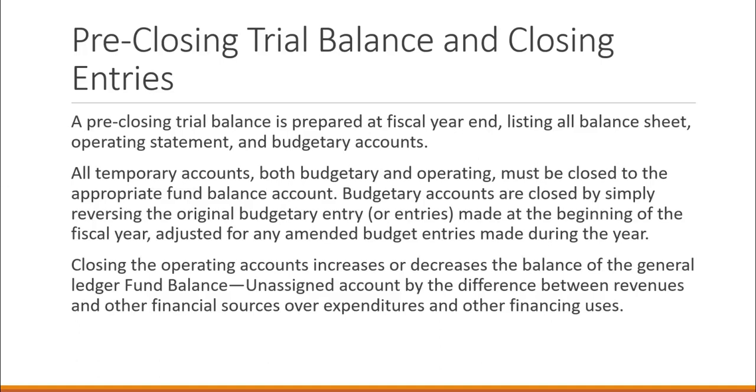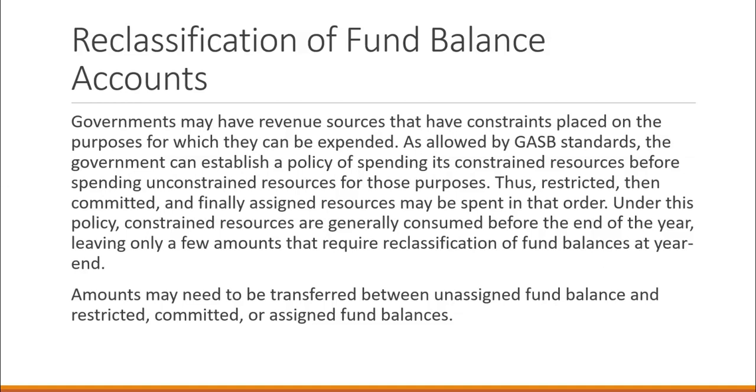Closing the operating accounts, of course, increases or decreases the balance of the general ledger fund balance unassigned account by the difference between revenues and other financial sources and expenditures. So you saw that in chapter 3 when we were creating the financial statements: we have the revenues that we receive, what are the liabilities, and then if we have a surplus, that increases the fund balance, and if we have a deficit, where we have more expenditures than revenues, then that decreases the unassigned fund balance.